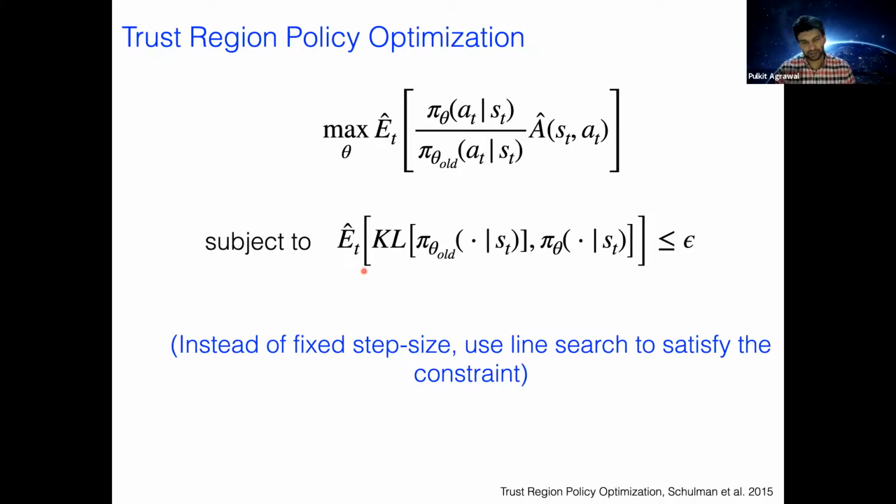And this is what TRPO, or trust region policy optimization, ends up doing. So the critical difference from natural policy gradients is that instead of using a fixed step size, we use line search to satisfy the constraint. So now we can look into some other ways of putting this constraint. Or let's just investigate this constraint a little bit more.